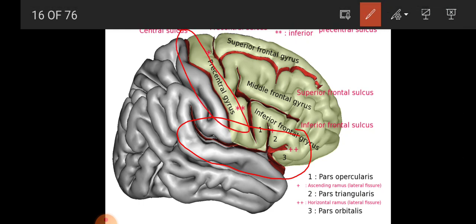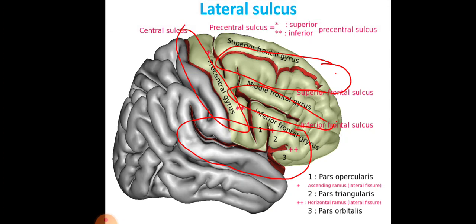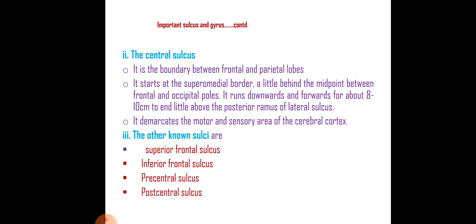On the frontal lobe we have the frontal, superior and the inferior sulcus. So the central sulcus is the boundary between the frontal and the parietal lobes. It starts at the superomedial border, a little behind the midpoint between the frontal and the occipital poles. It runs downwards and forwards for about 8 to 10 cm to end a little above the posterior ramus of the lateral sulcus. It demarcates the motor and the sensory area of the cortex.